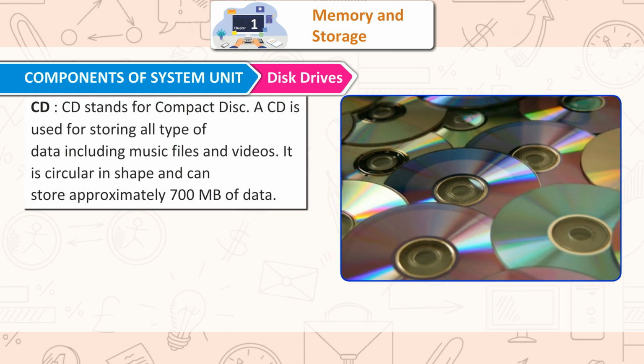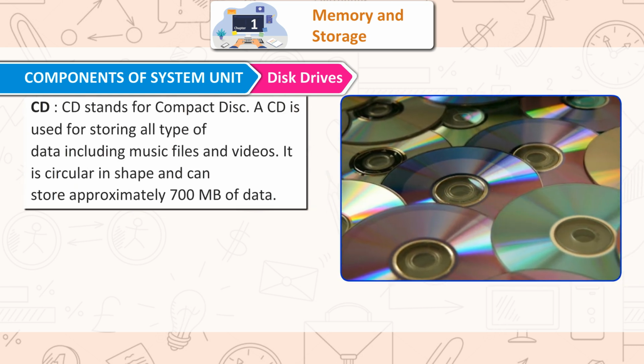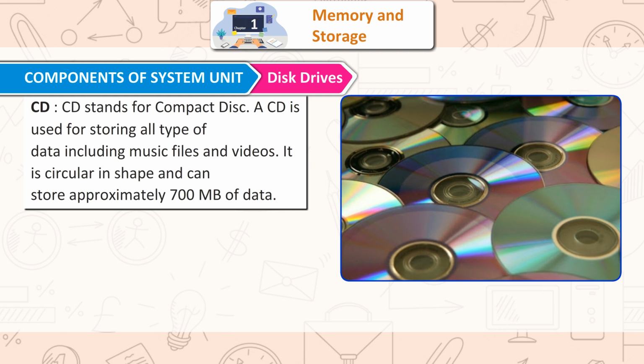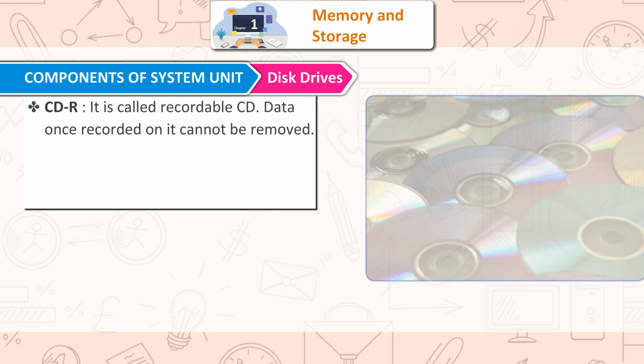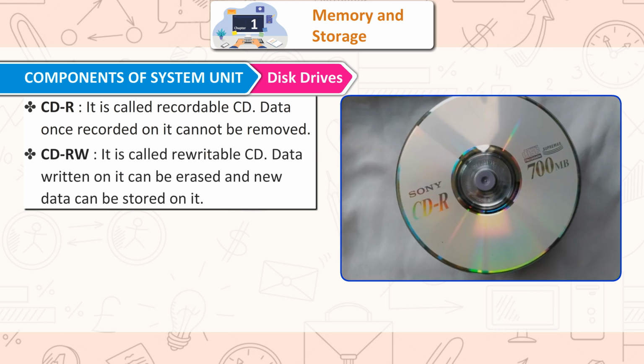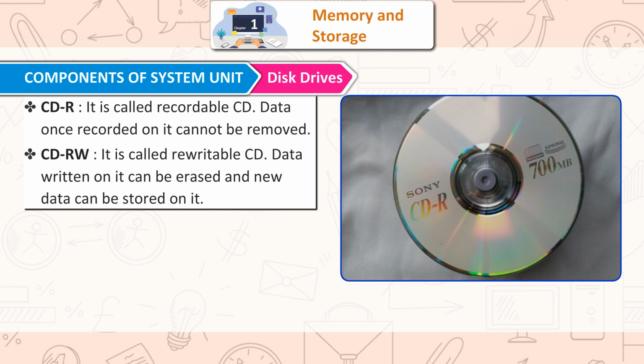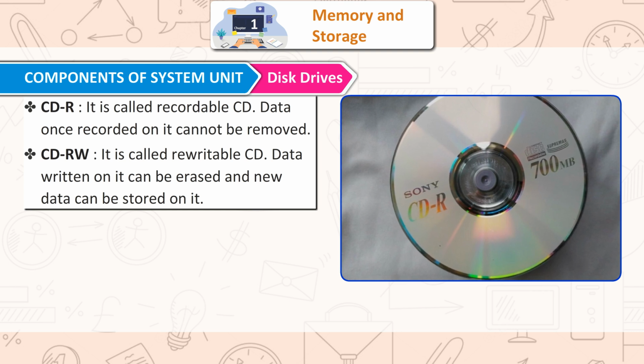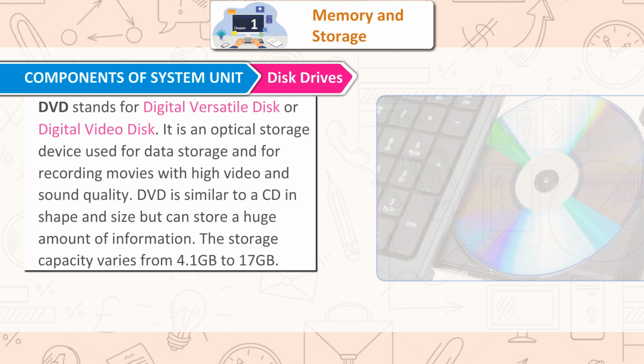CD. CD stands for compact disc. A CD is used for storing all types of data including music files and videos. It is circular in shape and can store approximately 700 MB of data. CDR. It is called recordable CD. Data once recorded on it cannot be removed. CDRW. It is called rewritable CD. Data written on it can be erased and new data can be stored on it.